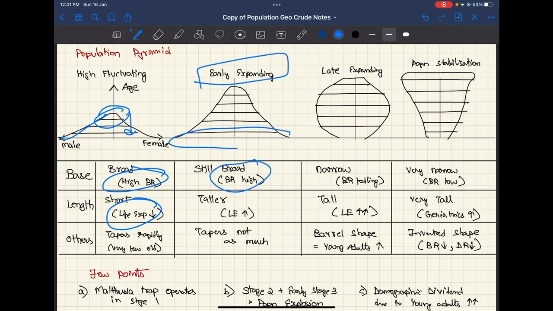Next is the early expanding stage. The base is still broad because birth rate is still high. It is tall because life expectancy has improved. It tapers not as much as this one because there are a few old age people.